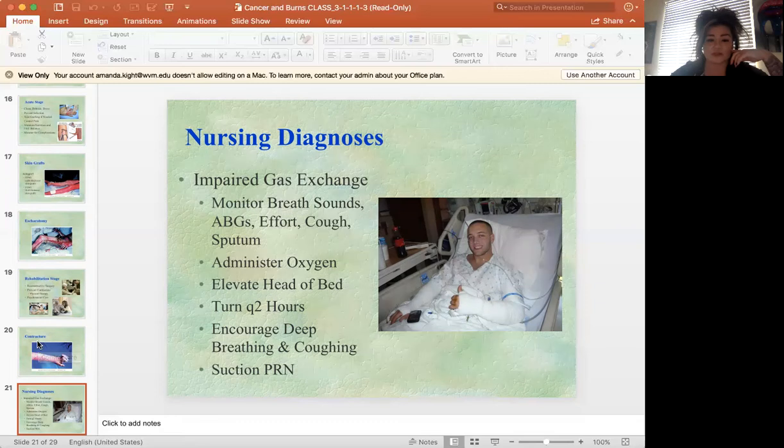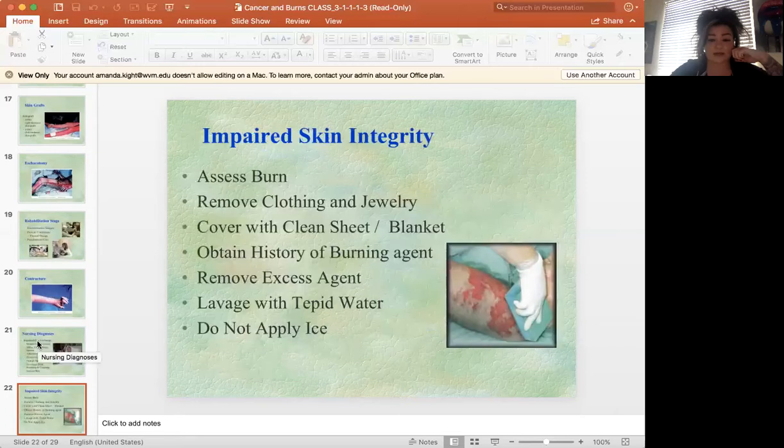So there are, of course, different nursing diagnoses on everything we talked about, from the breathing to making sure we're turning our patients. They're much more compromised, so they're potentially more prone to infection and different ulcers, like we said already, if you're laying down all the time. Elevating the head of the bed helps potentially with oxygen exchange, as well as getting in those deep breaths and using the spirometer. These are just nursing diagnoses that I think everyone's pretty familiar with.